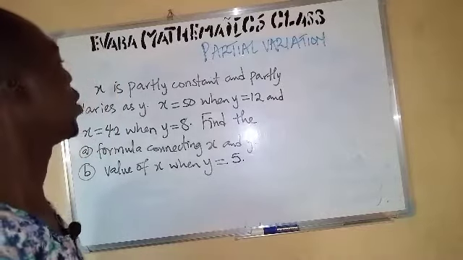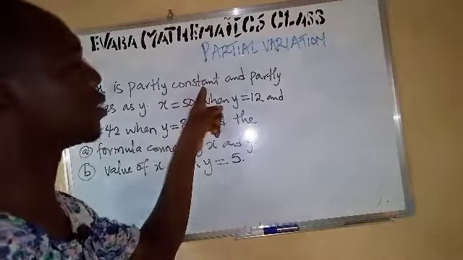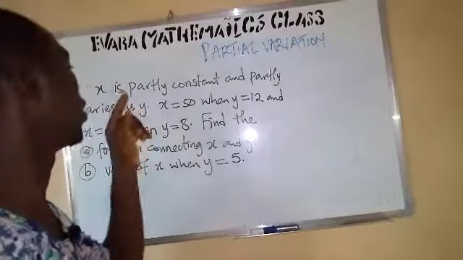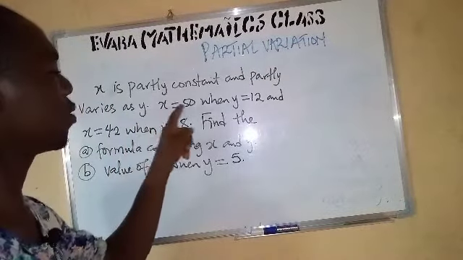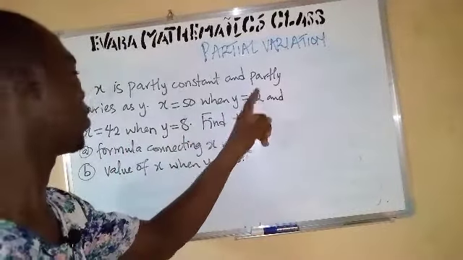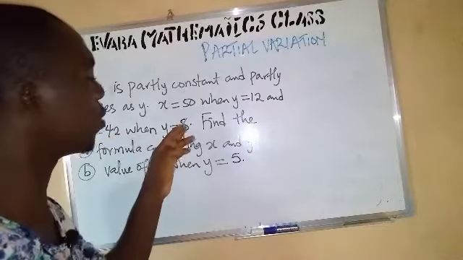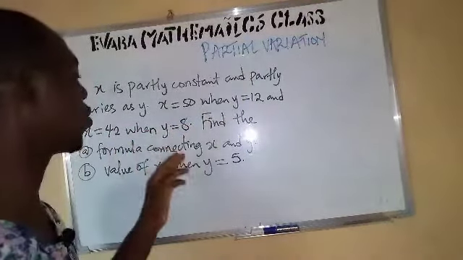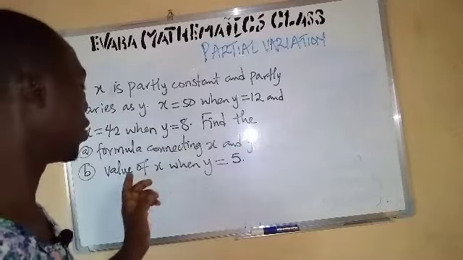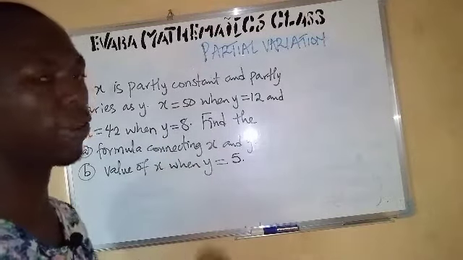So now, let's take this question. X is partly constant and partly varies as y. X equals 50 when y equals 12, and x equals 42 when y equals 8. Find the formula connecting x and y. Now find the value of x when y is 5.